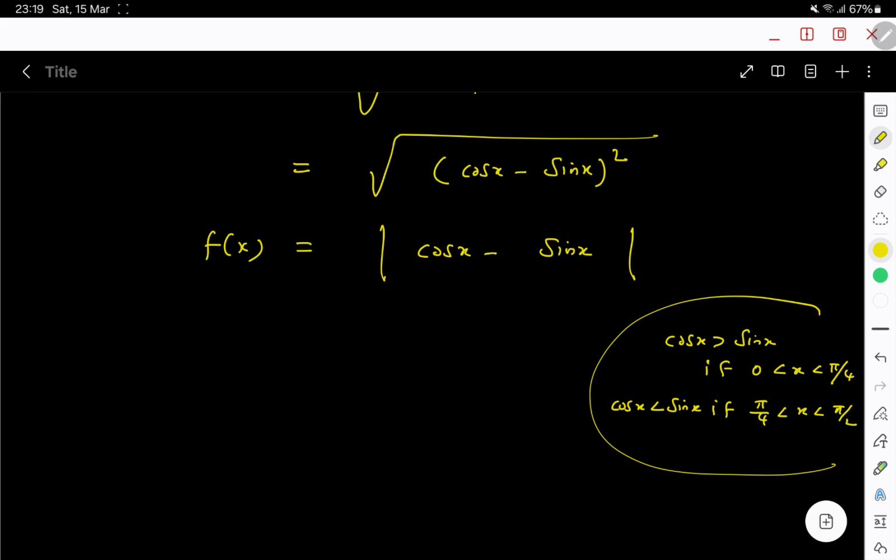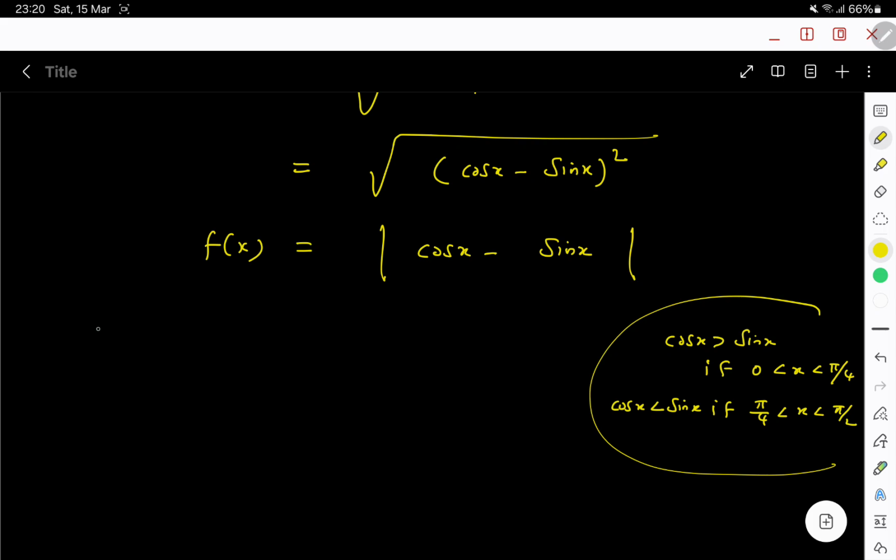If you see the curves of sin x and cos x, you can easily identify that in 0 to pi by 4, the cos curve is above the sin curve, and in pi by 4 to pi by 2, the cos curve is below the sin curve. So in the interval 0 to 45, cos x is greater than sin x, so mod of cos x minus sin x is positive, so it becomes the same, plus cos x minus sin x. In pi by 4 to pi by 2, cos x is less than sin x, so sin x is greater, so cos x minus sin x becomes a negative value, so mod of cos x minus sin x becomes minus of cos x minus sin x.